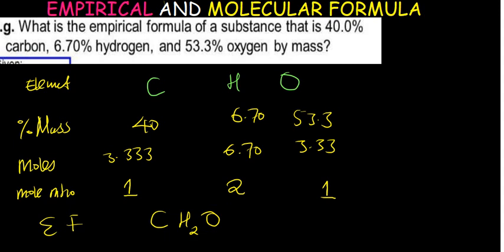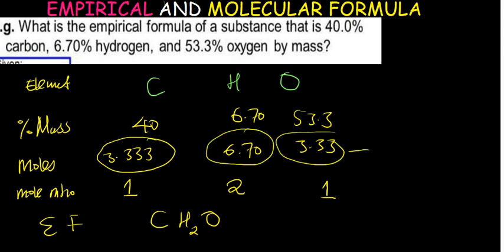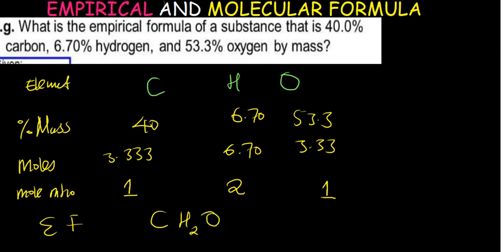So you look at these three numbers. Which one is the smallest? This one and this one, they're the same. So I'm going to divide everything by 3.33. That's how you get these numbers.